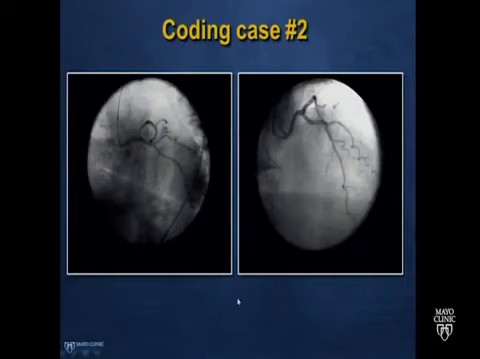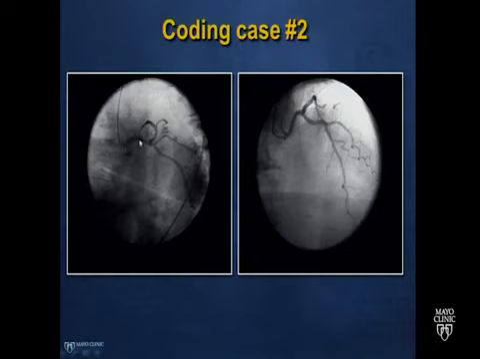Let's look at this one here. So this on the left-hand side is an LAO view. We have the catheter coming up along the spine. The ribs are going down on the left. This catheter is sitting in the right cusp.